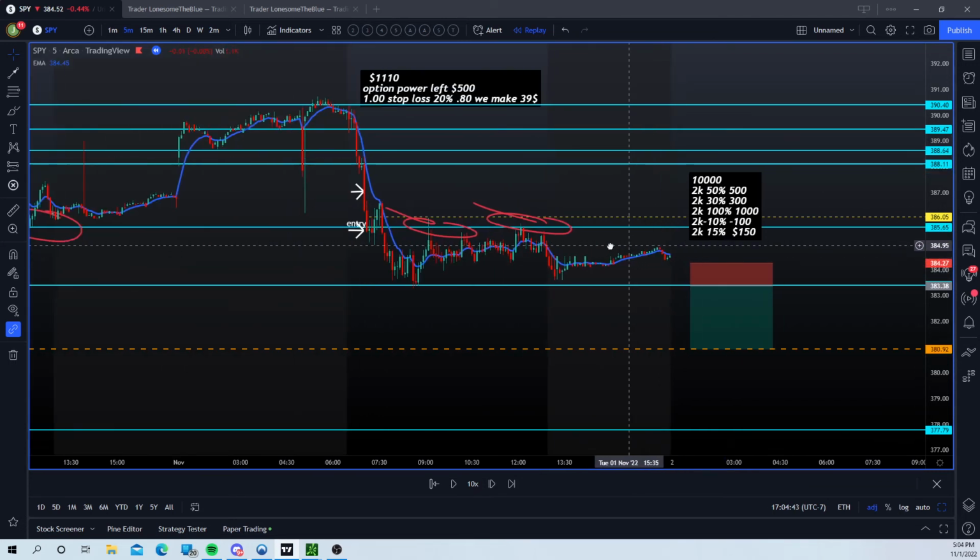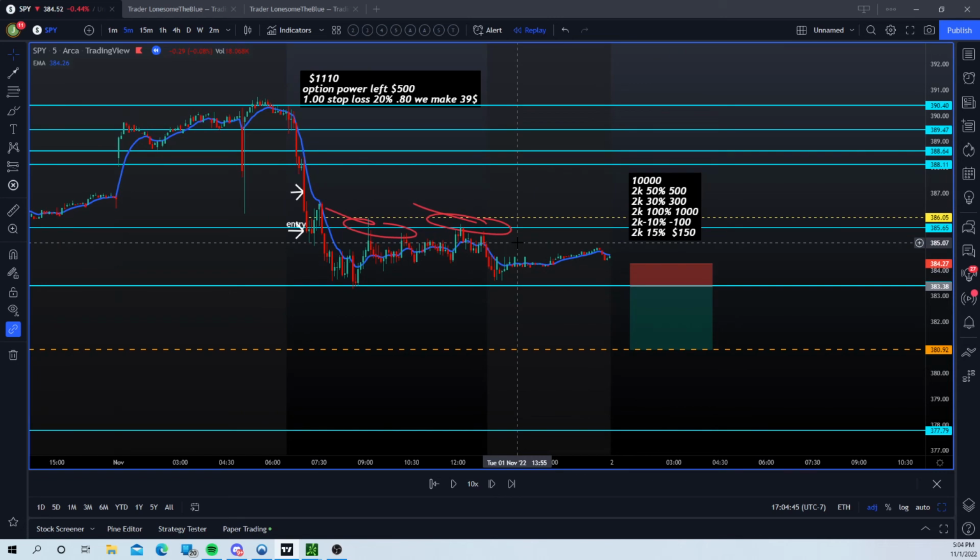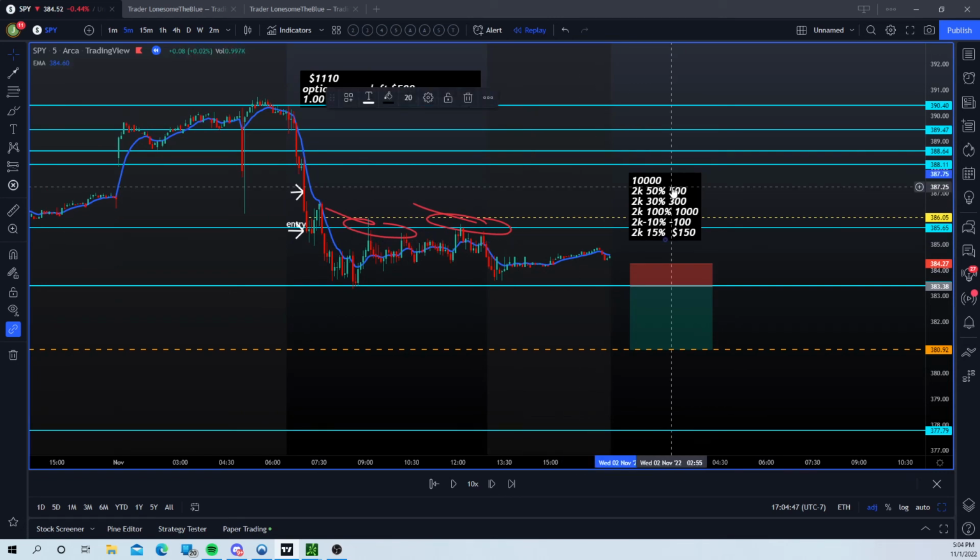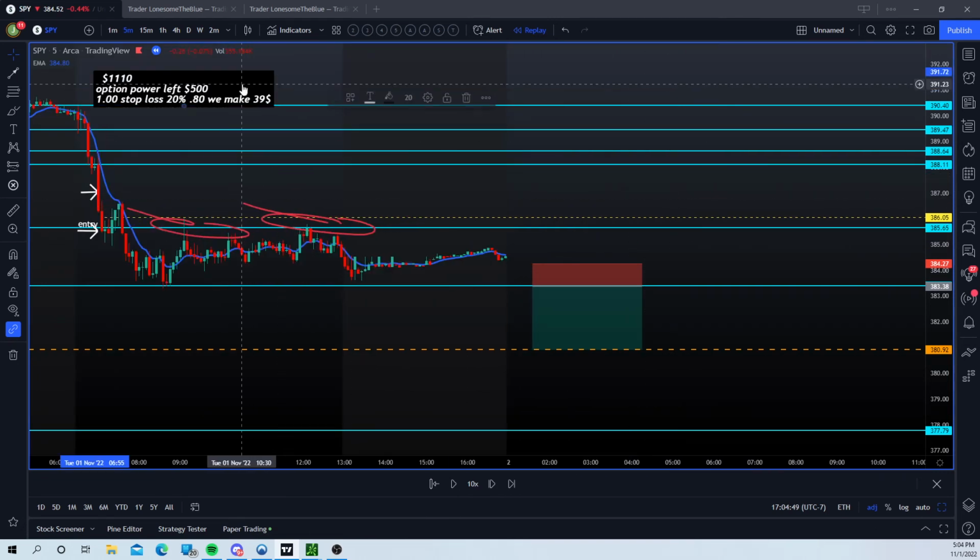See, so that's basically what I do. Level to level, wait for rejection, be smart about it. This is portfolio diversification. How to use entry points and exits. And if you have a $500 account, do the same thing.